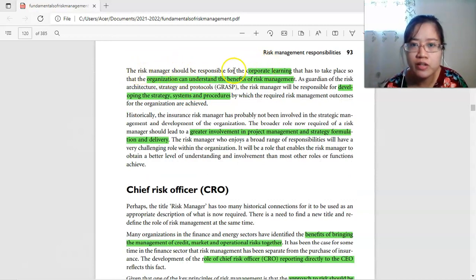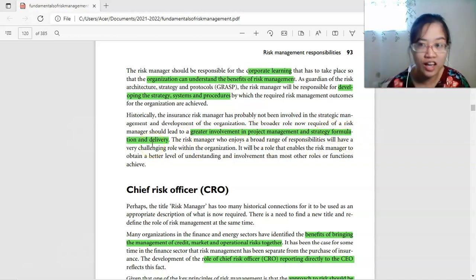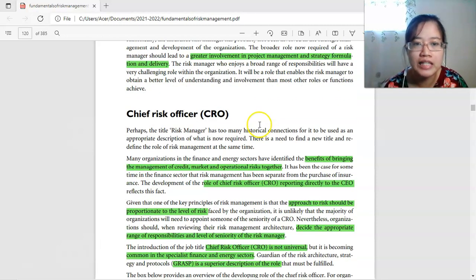And risk manager responsible then for corporate learning so that the organization can understand the benefits of risk management. In a way, parang siya rin yung responsible for making sure na merong risk-aware culture yung organization and that every employee is going to be supportive of it. Developing the strategies, systems, and procedures. Tapos, greater involvement in project management and strategy formulation and delivery. Since siya yung nakakaalam naman talaga ng overall risk situation ng company.